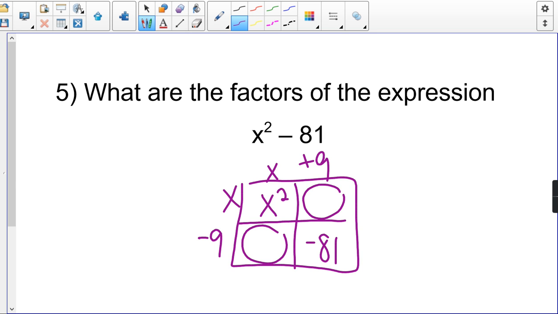Why? Because then when I multiply 9 times x, over here I get 9x. Negative 9 times x is negative 9x. And I see that 9x and negative 9x, those two x terms, add up to 0. So that's why the product is just x squared minus 81. Now, if I'm asking you for the factors, your answer is going to be the outside terms, which are x minus 9 and x plus 9.